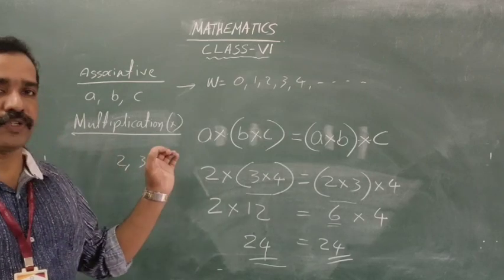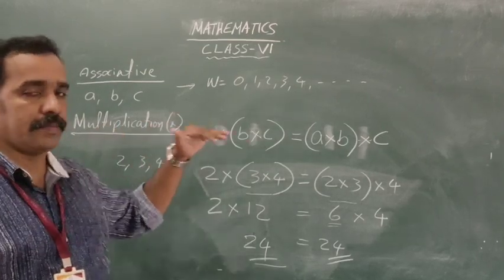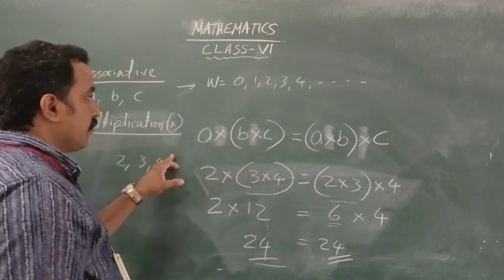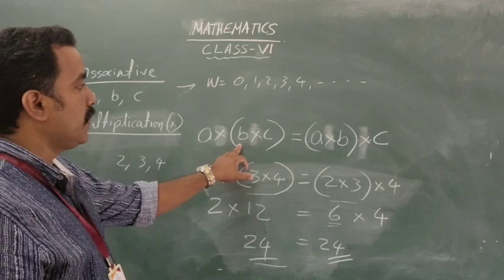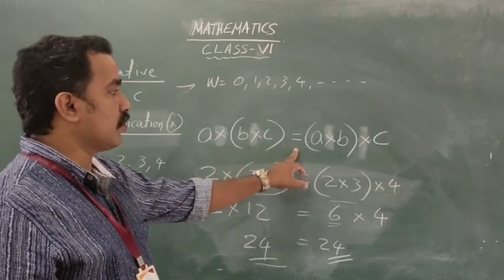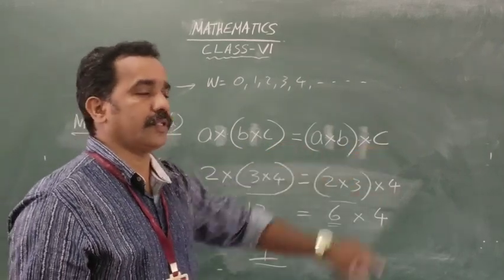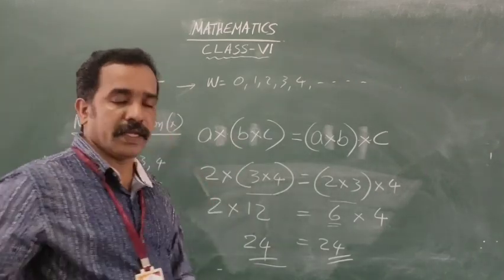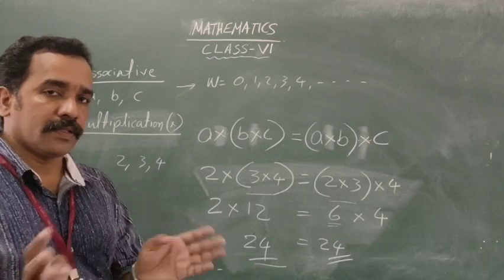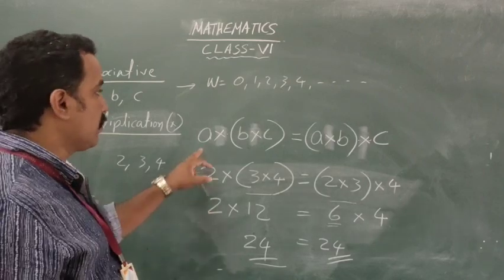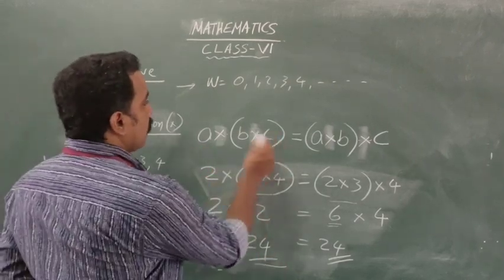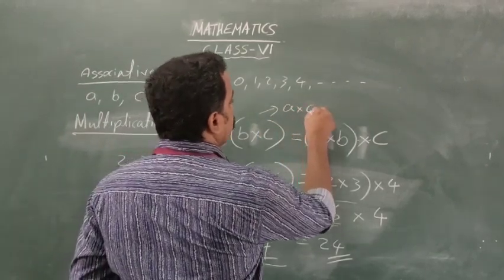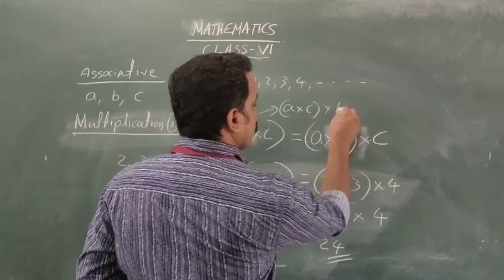That means if you take any three whole numbers A, B and C, then A into B into C is equal to A into B into C. You can multiply them in any order. If you group them in any order and multiply, the result will be the same. And also you can say that this will be equal to A into C into B also.